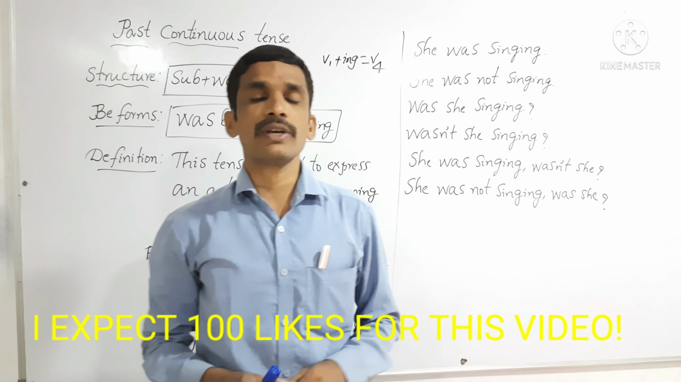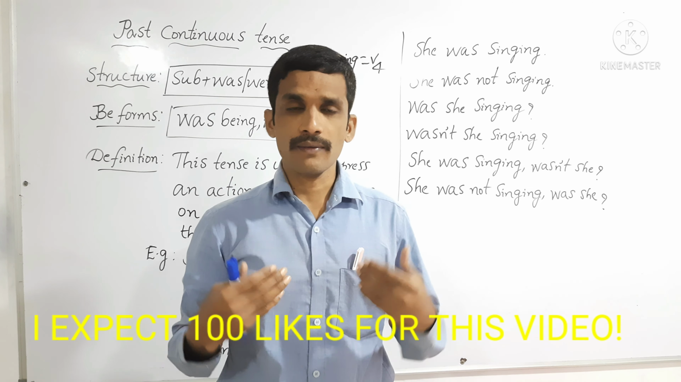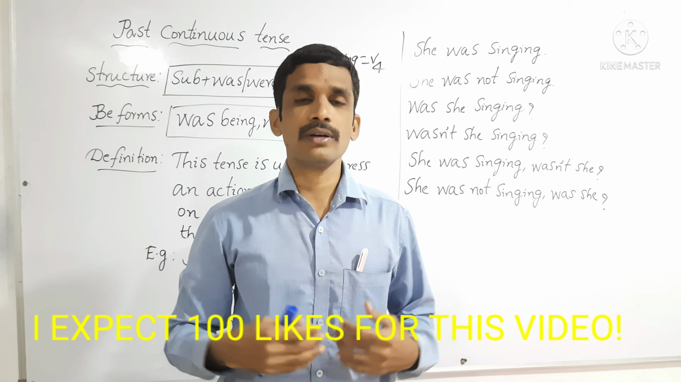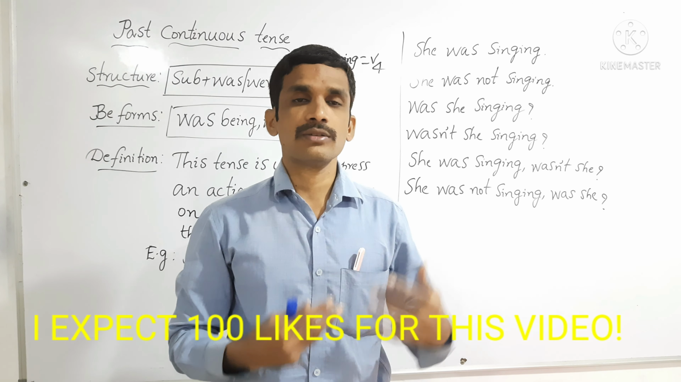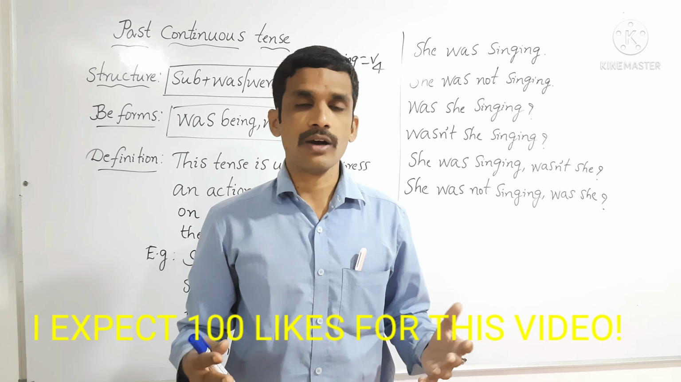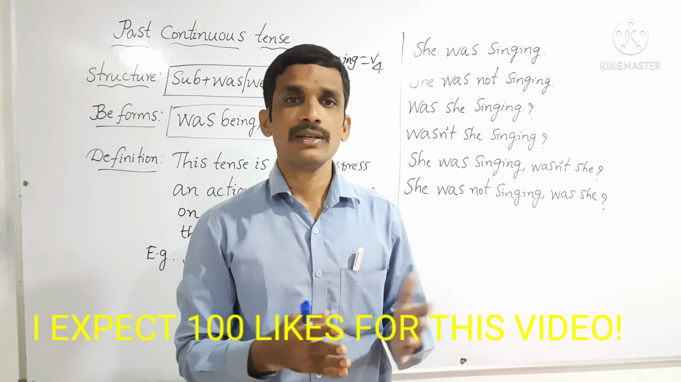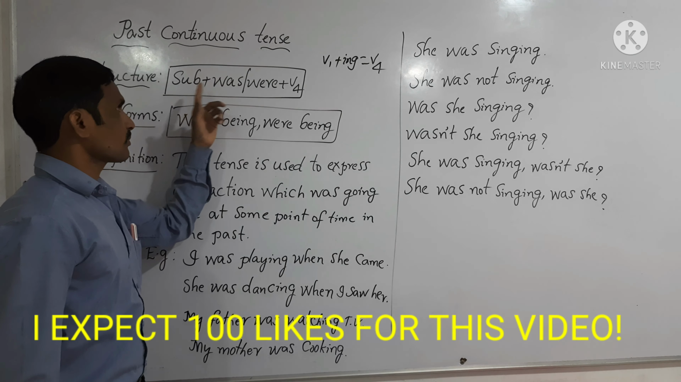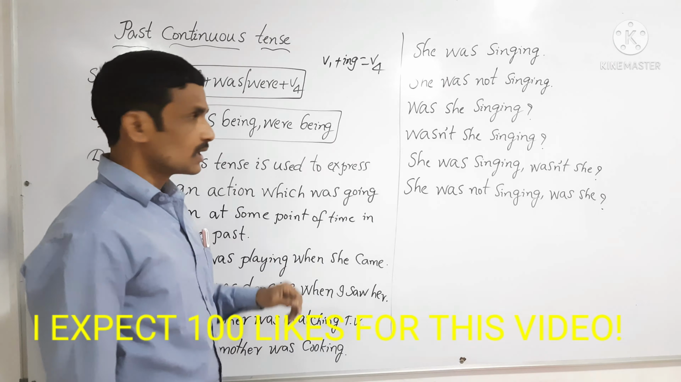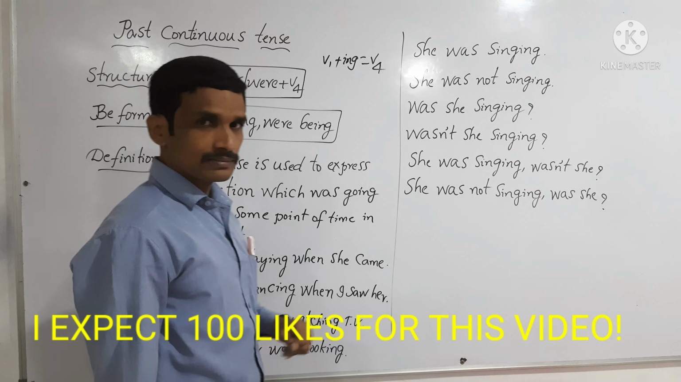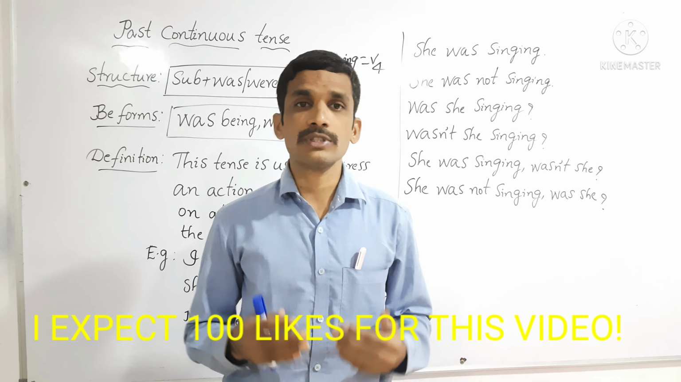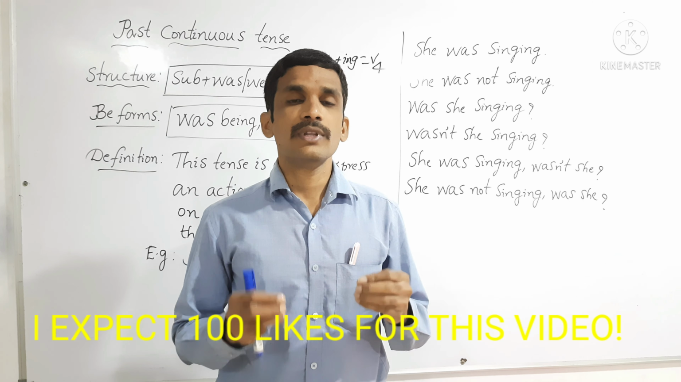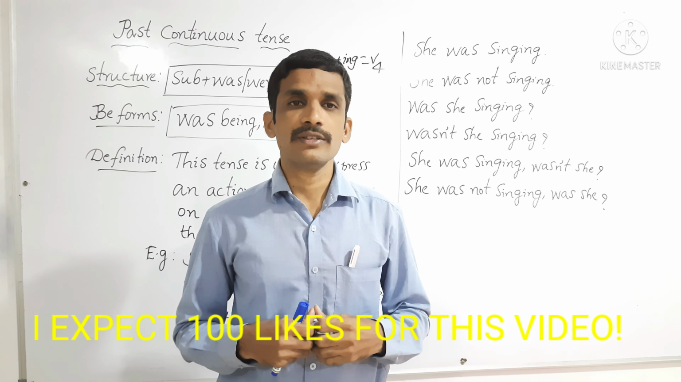In the place of subject we can write personal pronouns I, we, you, he, she, it, they, my brother, my father, my doctor, my teacher, my cousin, my aunt, my uncle, anything we can write in the place of subject. So immediately after the subject, either was or were. If the subject is I, we have to write was. If the subject is he, she, it, we have to write was. With the remaining subjects we have to write were.